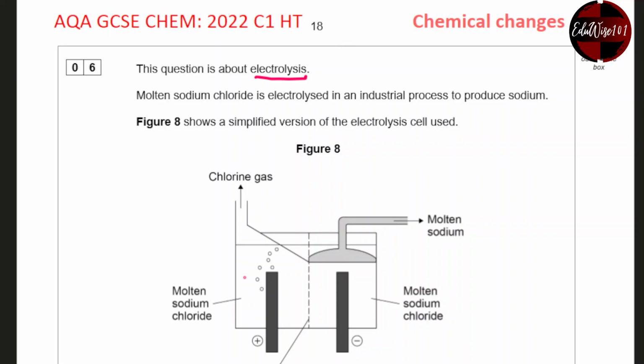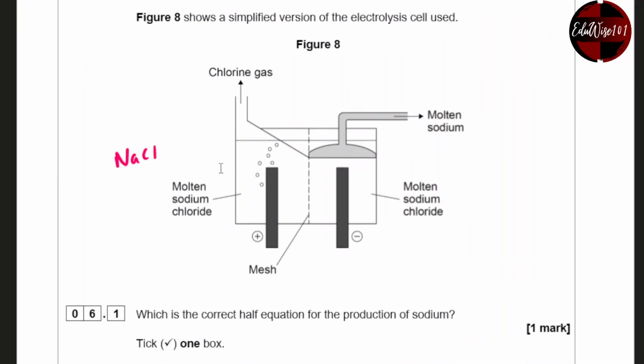So you've got molten sodium chloride. Remember, sodium chloride is NaCl. And because it's molten, you haven't got anything else. So it's just sodium chloride. You've got chlorine gas, which is being produced on the positive electrode. So that's Cl2 gas. And molten sodium is a metal. So you've got sodium, which is Na, that is being produced there. These bubbles are the chlorine gas.